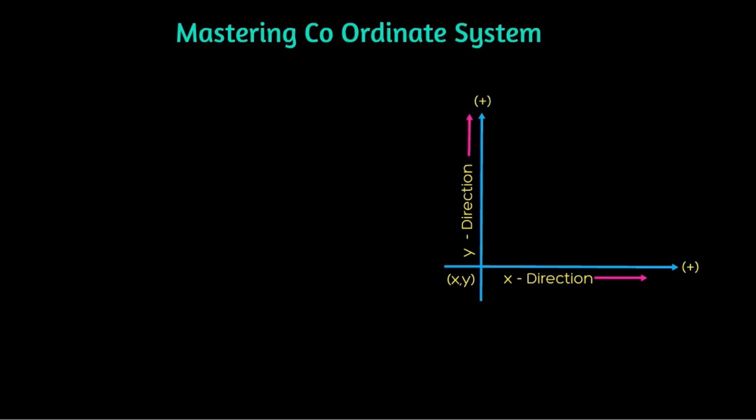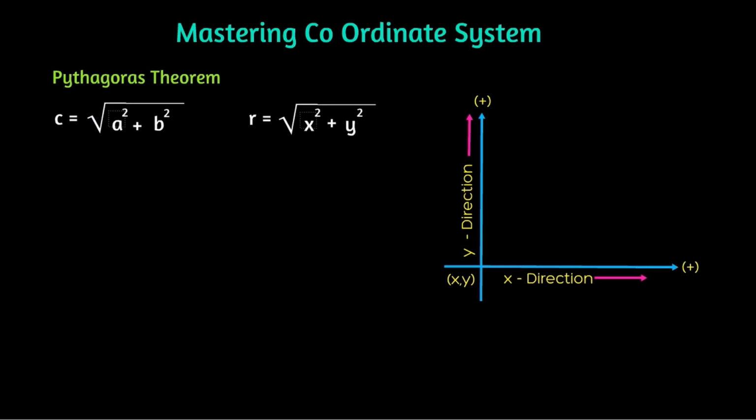Now let us calculate the distance between two coordinates by using Pythagoras Theorem. The formula of Pythagoras Theorem: distance c equals square root of a squared plus b squared. The same formula we can use as r equals square root of x squared plus y squared. Here r denotes the polar distance between two coordinates. Let us assume two points A and B. The coordinates of point A are (2, 3), that is x1, y1. The coordinates of point B are (5, 7), that is x2, y2.